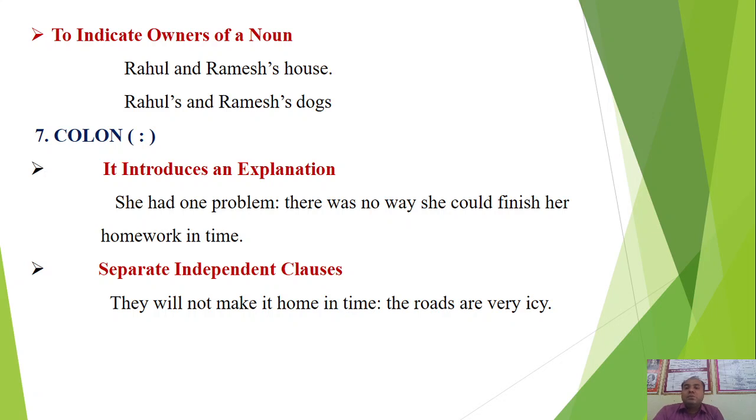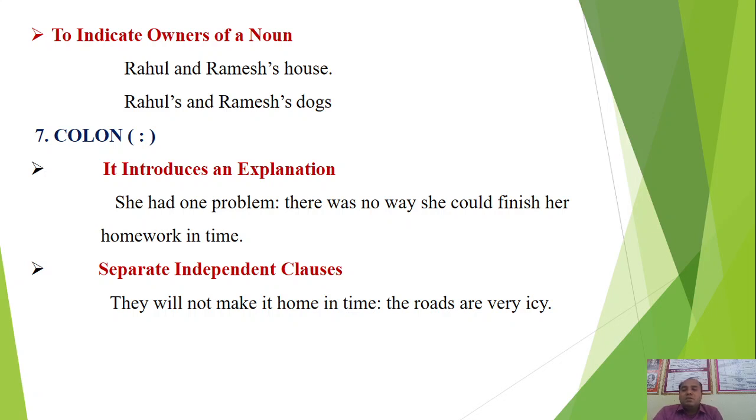Colon. The next punctuation mark, colon, is used when we want to introduce an explanation. Example: She had one problem: there was no way she could finish her homework in time. So here there is a problem and the explanation for the consequence is also given. So in these types of sentences, we use a colon.